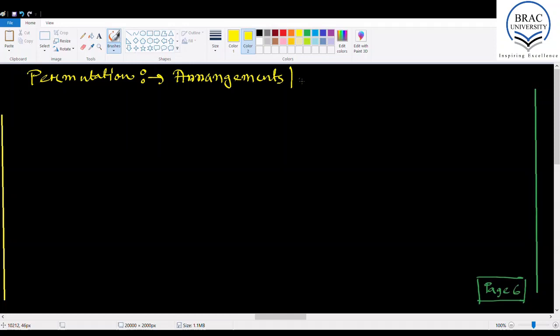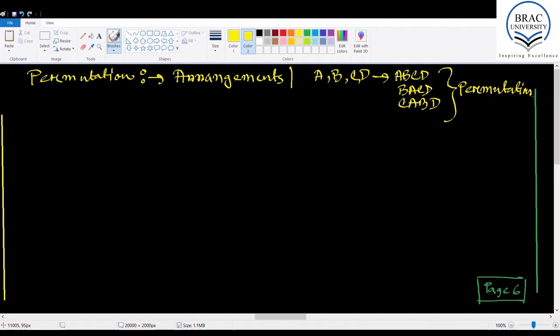Permutation refers to different types of arrangements. What type of arrangements? For example, if we have four different letters, we can arrange them as A, B, C, D; B, A, C, D; C, A, B, D, and so on. So these are different arrangements of the letters A, B, C, D, and these are also known as different permutations, right?